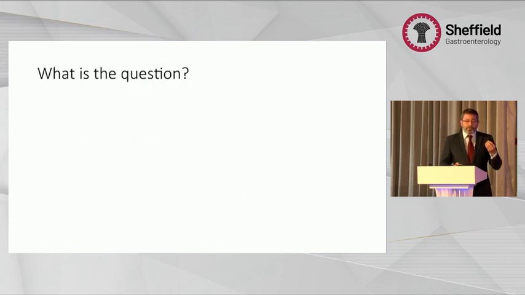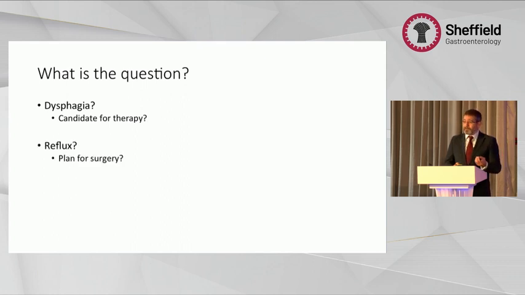It's important when you refer a patient for physiology to determine what is the question you're trying to answer. Is it that the patient has dysphagia? Is he or she a candidate for therapy? Does the patient have reflux or regurgitation? Are they a candidate for surgery, for example? Or are you trying to exclude pathology?